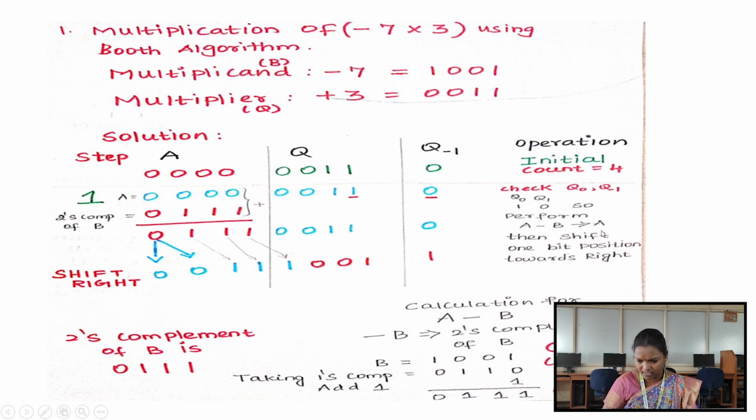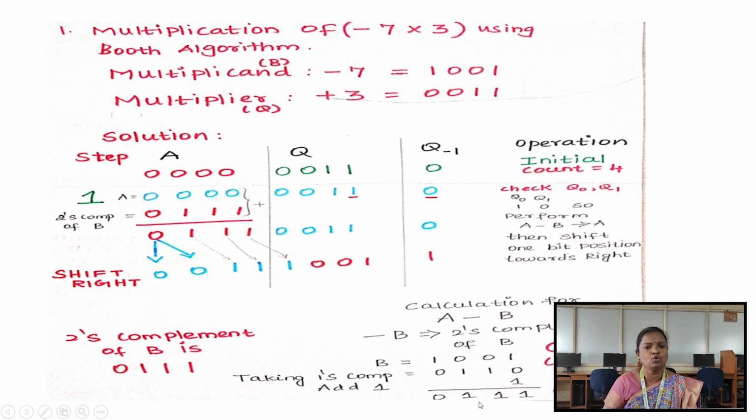I have given the calculation here, the calculation for A minus B. A is the actual input, which is 0 0 0 0. Minus B: we represent negative numbers in 2's complement form. B is 1 0 0 1. So for minus B, first of all we take the 1's complement and then add 1 so that it becomes 2's complement. Taking the 1's complement of 1 0 0 1, it becomes 0 1 1 0, and adding 1 to the LSB, it becomes 0 1 1 1.